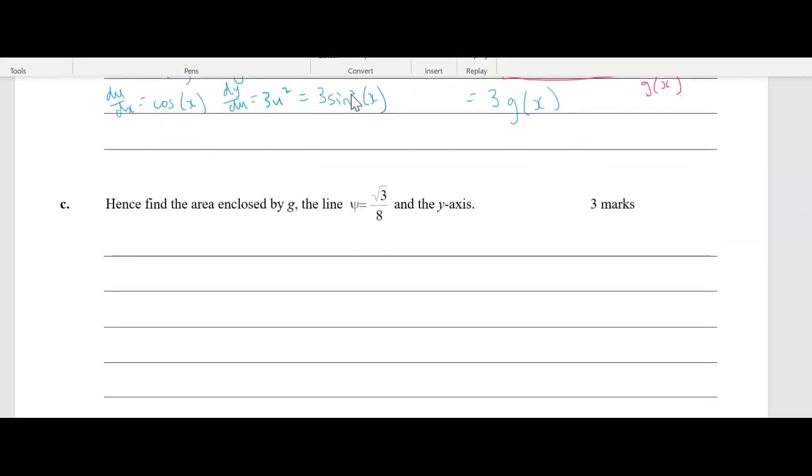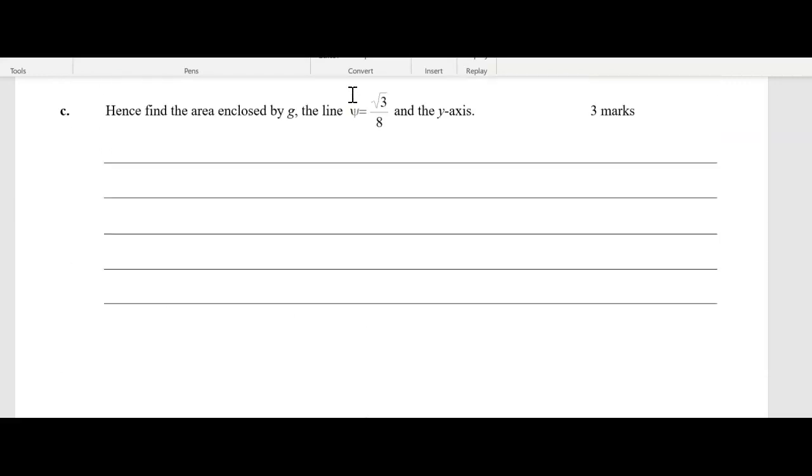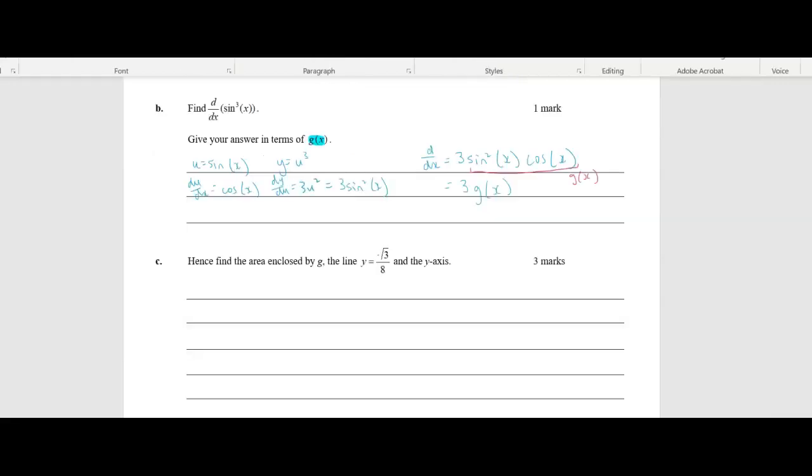All right, so for part C, oh gosh, don't know why everything's changed. All right, I'm going to have to restart. I still feel like it's a little bit glitchy, but we'll see how we go.